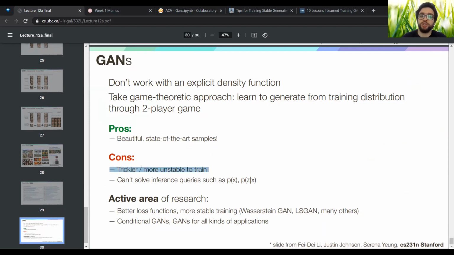And here is your reading part. It can't solve inference queries such as P of X and P of Z given X, because it doesn't use an explicit density function. Active areas of research are better loss functions, more stable training, which you will read about also in your reading, and conditional GANs and GANs for all kinds of applications.